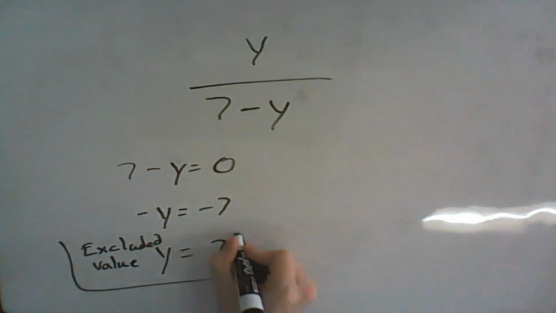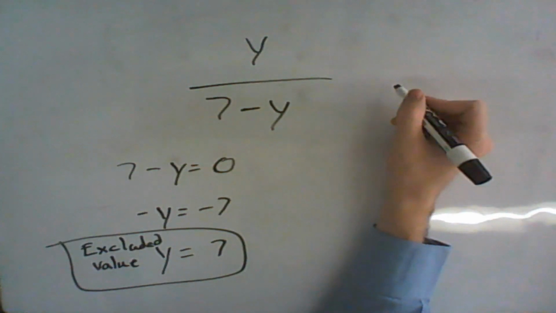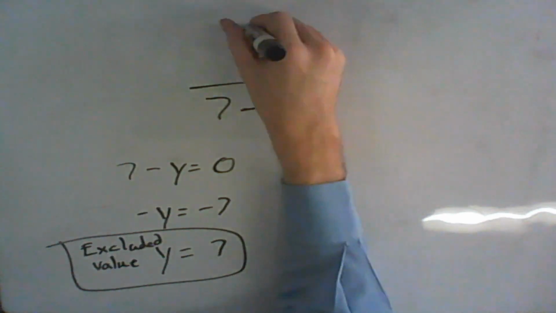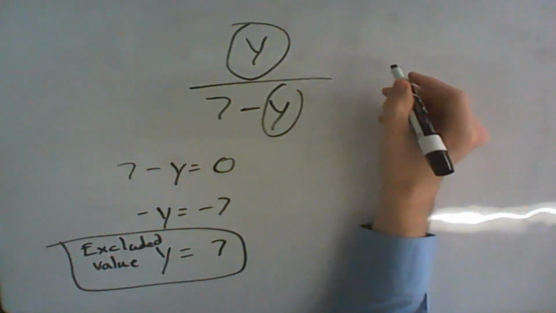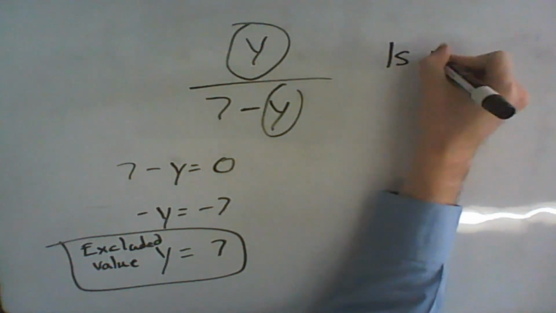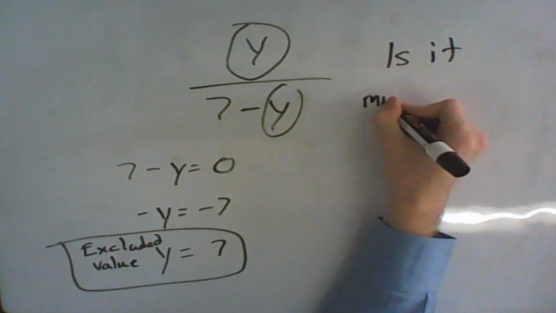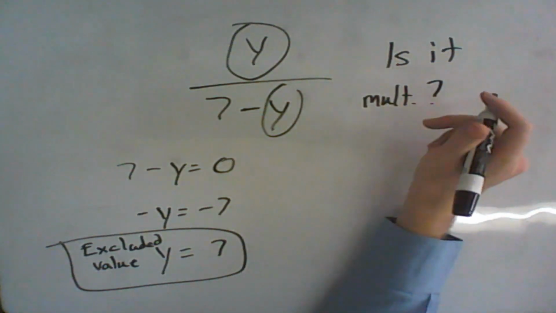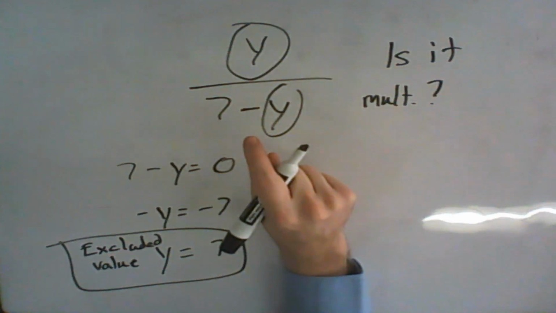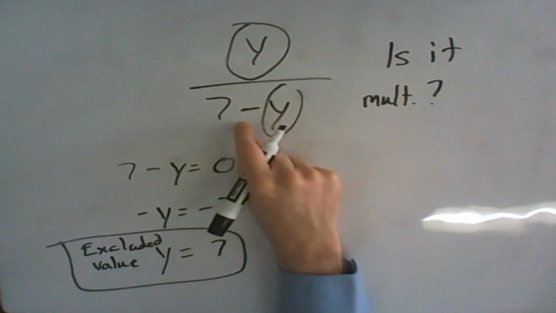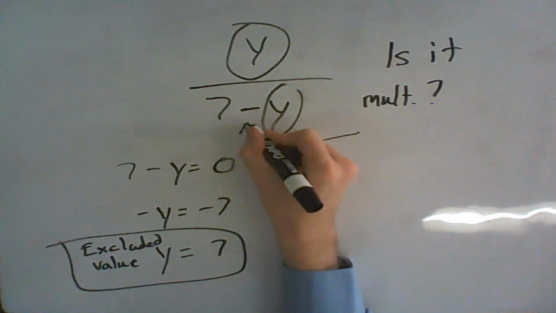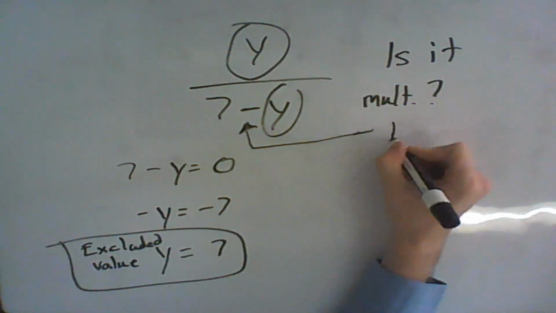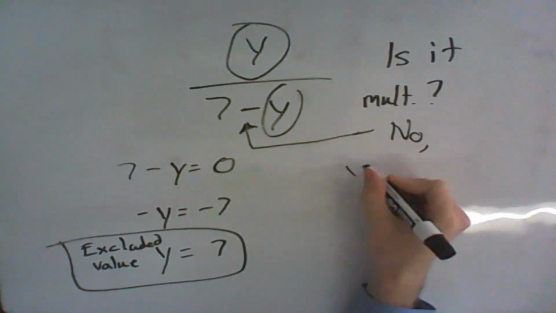Okay. Now, here's a question. What's the same on top and bottom? Well, your brain might be like, oh, there's a y. You see this y and you see this y. Except, the question is, is it multiplication? Is it multiplication? Here is a subtraction. Right there is our answer. What's the answer? No. You cannot cancel.